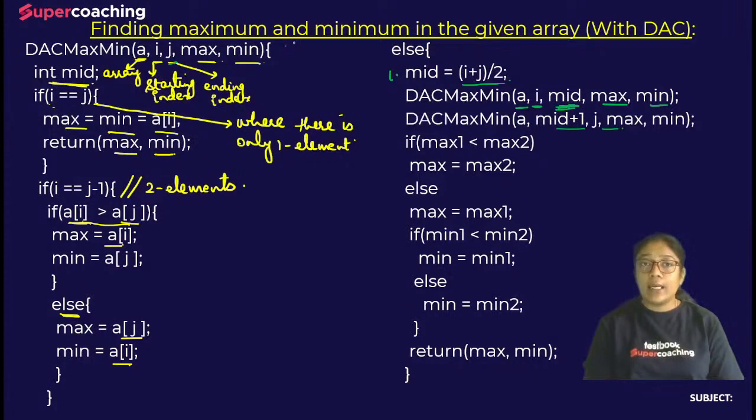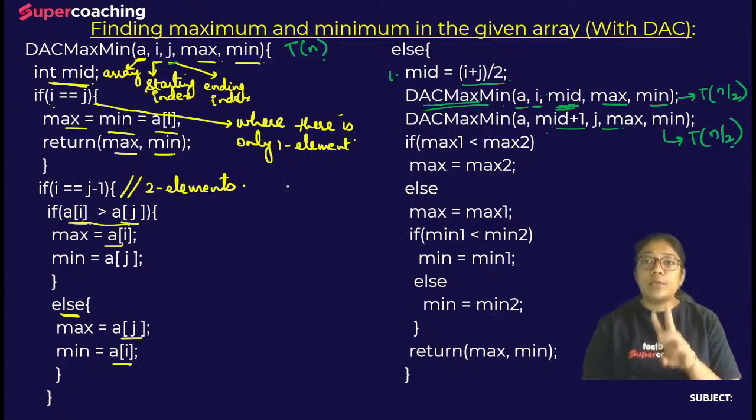If total n elements were there in the original problem, we are dividing the problem on the basis of the mid. So it will be containing n by 2 elements, and we are making the same function call. On the second part also, we are making the same function call. By the end of these two function calls will be available with two maximum values and two minimum values. Let me call this as max1 and min1, max2 and min2.